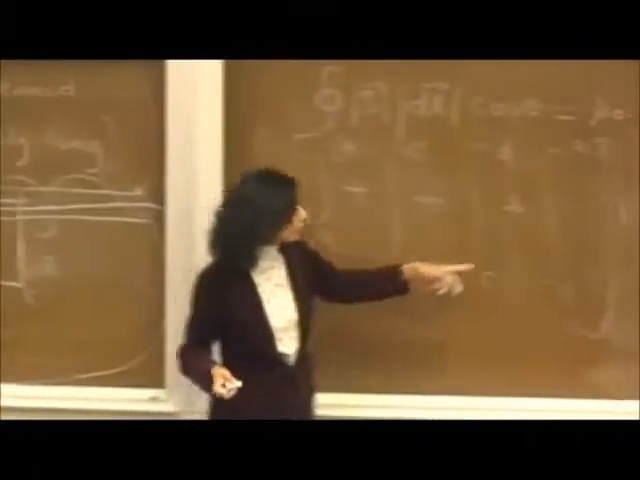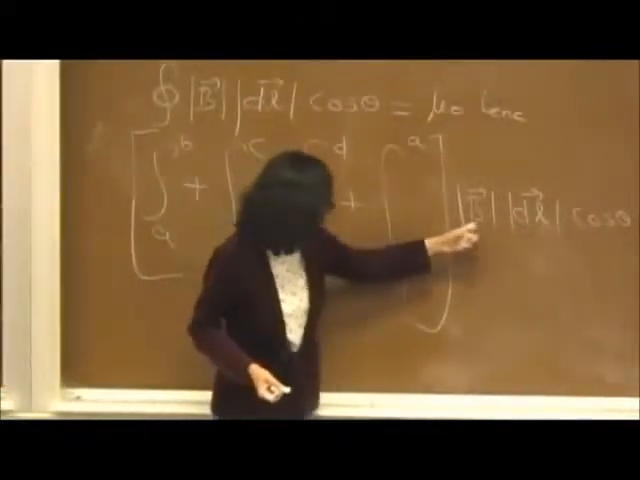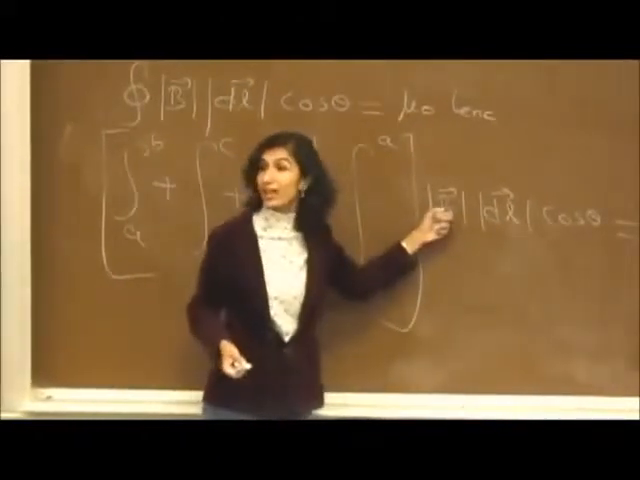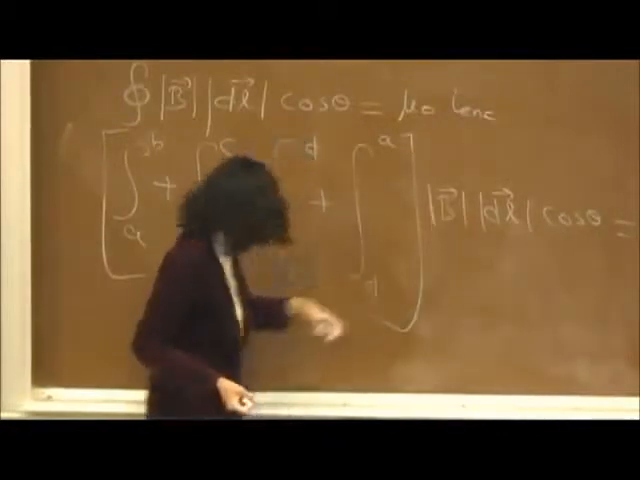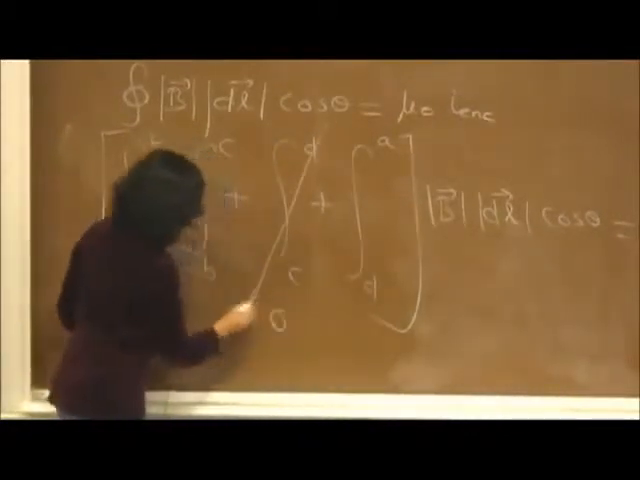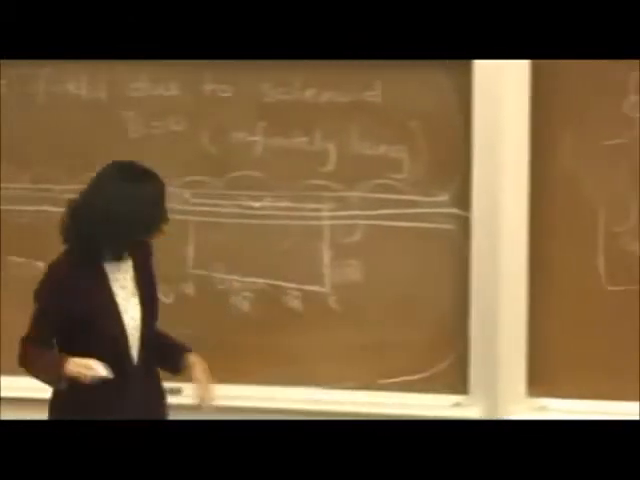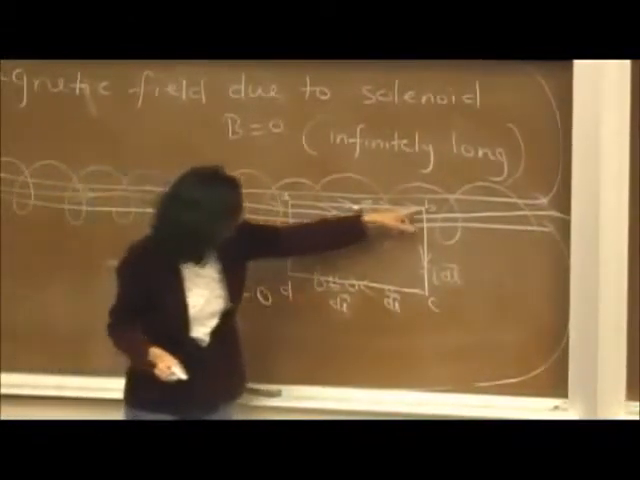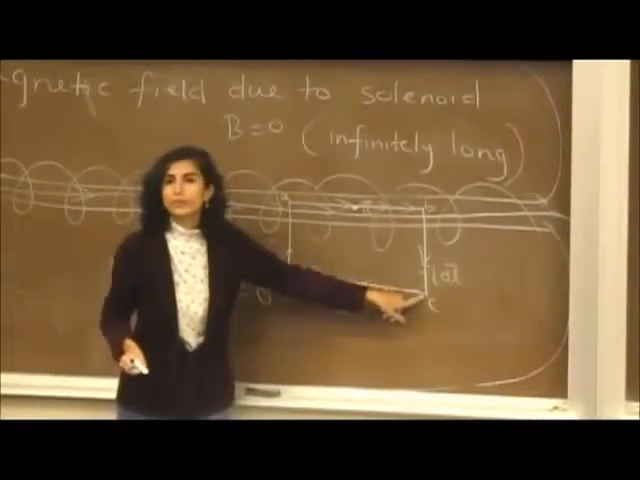If B is 0, then wouldn't integral B dl cosine theta be 0 if B is 0 everywhere? So from C to D, I don't have to bother with this integral at all because this is 0, I know. What about these 2 parts from D to A or B to C? Tell me.